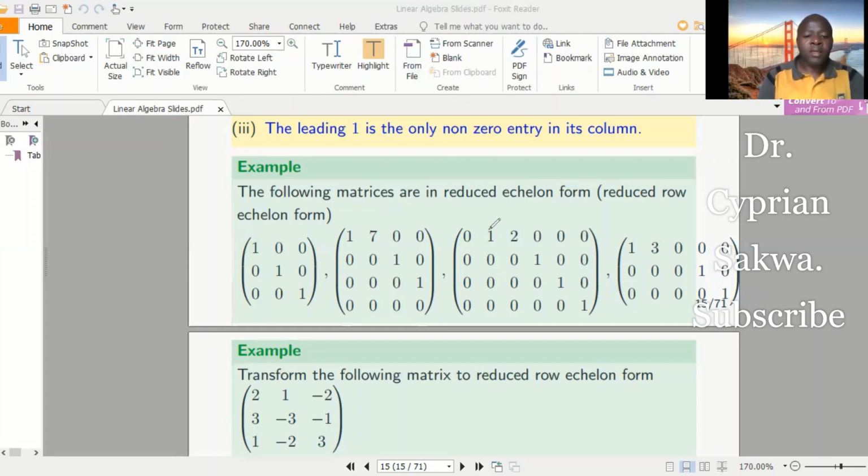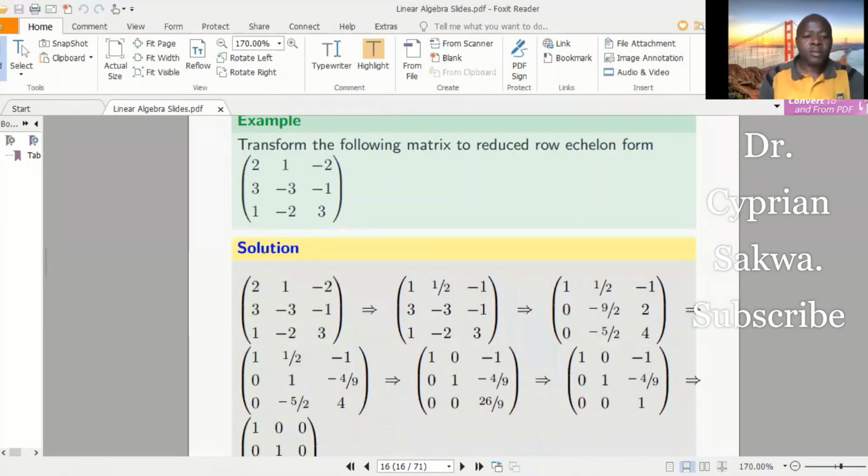Because you can see the leading one is here, there's a leading one here, here, and here. And these leading ones are the only non-zero entries in their columns. The same applies to this matrix, so this matrix is also in reduced row echelon form. That's basically what we will want to achieve every time we are told to reduce a matrix to reduced row echelon form.